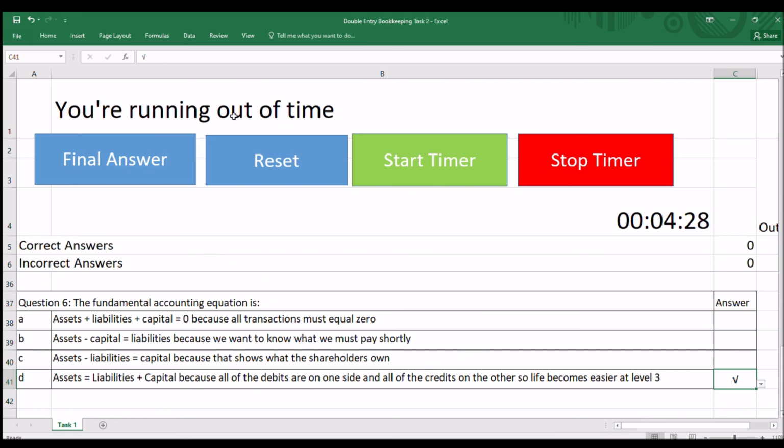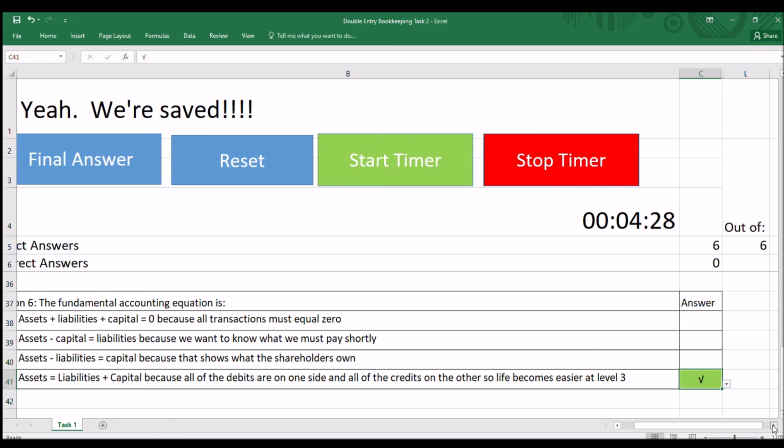So let's stop the timer there and let's see whether we scored, out of 6, and we did score 6 out of 6.